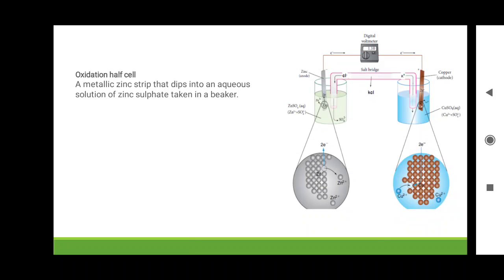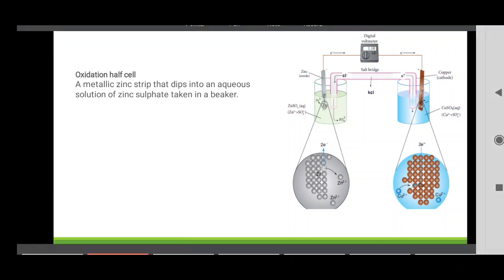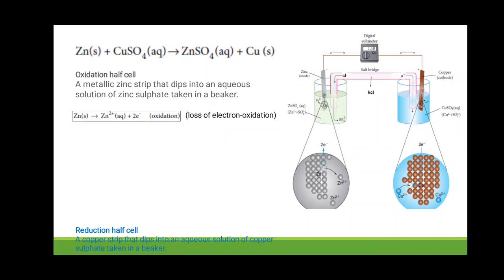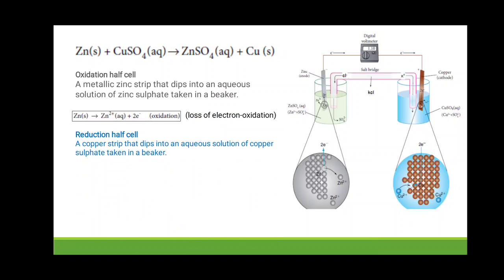Likewise, on the right side we have another beaker, the reduction half cell. Here a copper strip dips into an aqueous solution of copper sulfate taken in a beaker.